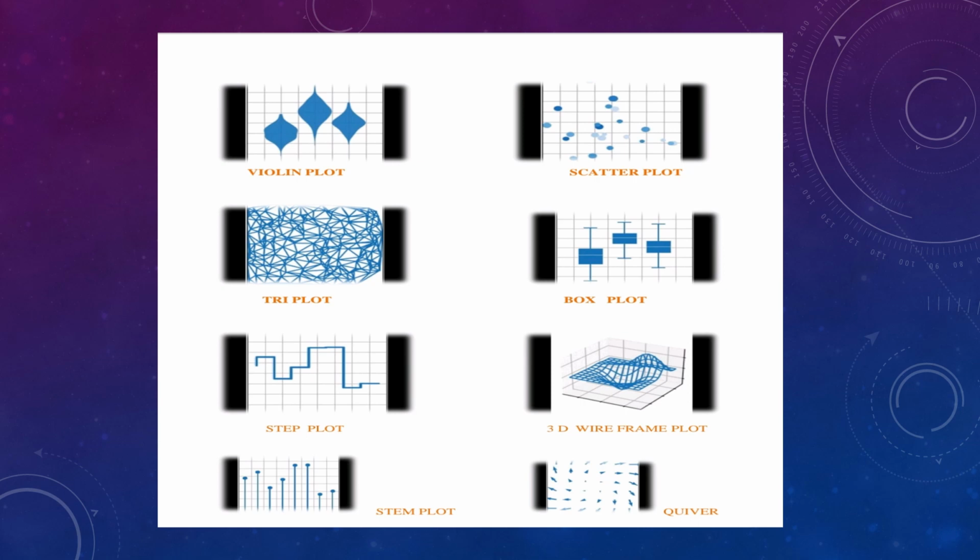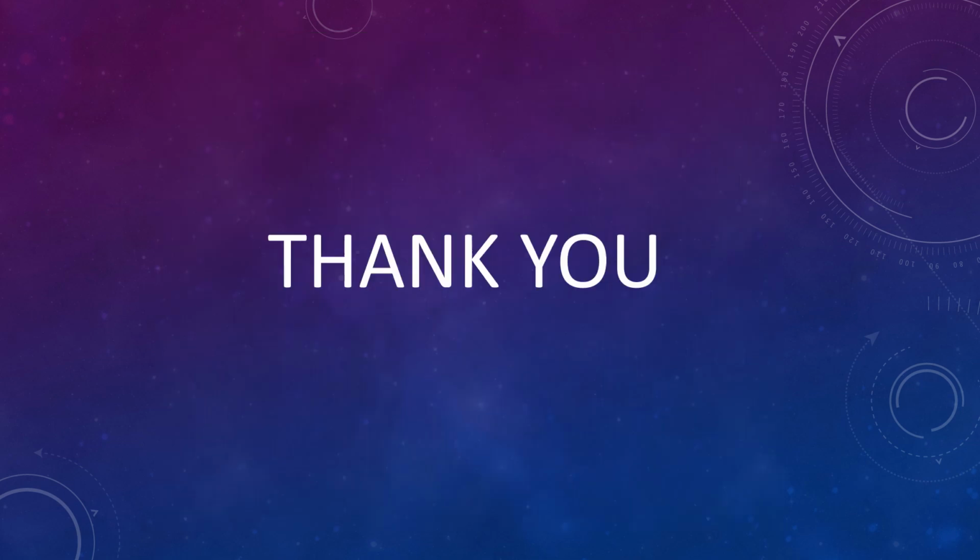Coming to box plot and a whisker plot, also called a box plot, displays the five number summary of a set of data. The five number summary is the minimum, first quartile, median, third quartile, and maximum. Step plot, 3D wireframe plot, stem plot, QR are some other examples of the plots.